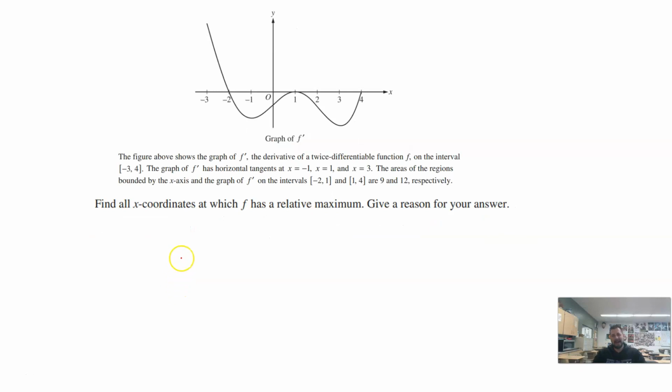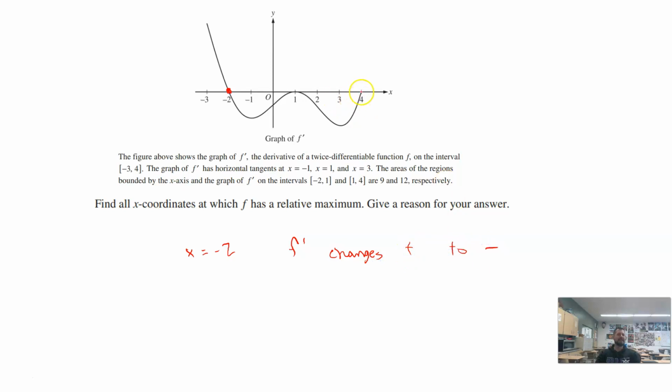So let's take a look at letter A. Letter A says, find all x-coordinates at which f has a relative maximum, give a reason for your answer. Remember, in order for us to have a relative maximum, the derivative graph has to change from positive values to negative values. And that happens once at x equals -2, so that's our answer, and the reason for that is f prime changes from positive to negative. And that's it. That's all you have to say.